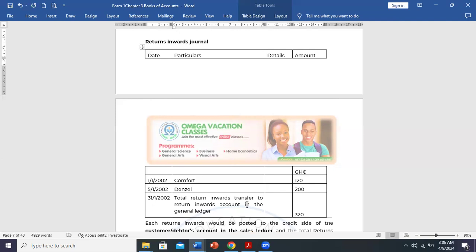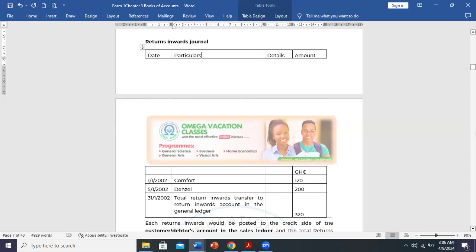So if it is sales, you transfer to the sales account in the general ledger. If it is purchases, transfer to purchases account in the general ledger. If it's return inwards, transfer to return inwards account in the general ledger. So you see, it's very common and it follows through like that.